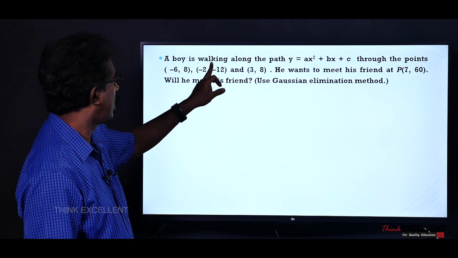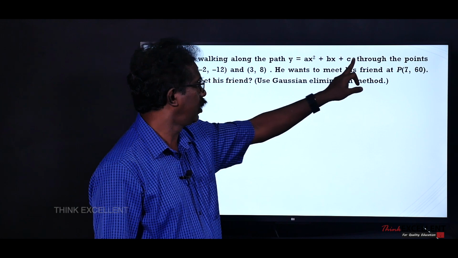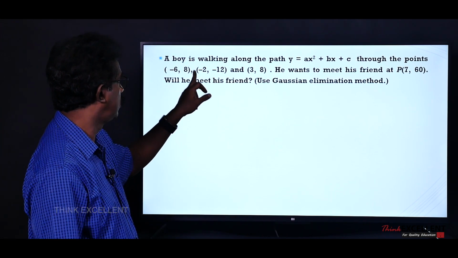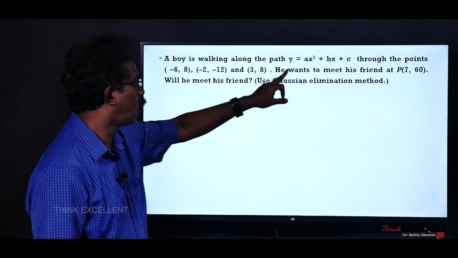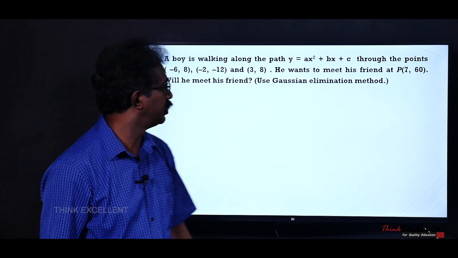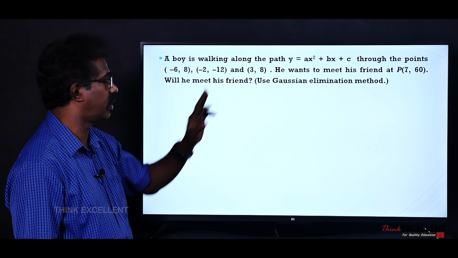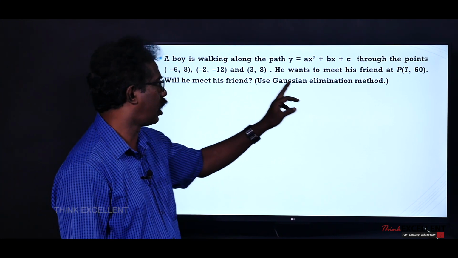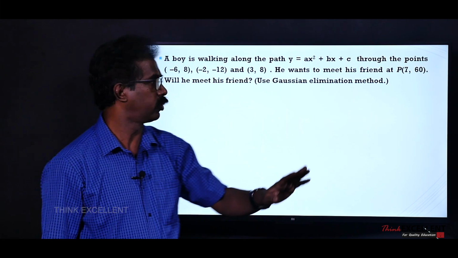A boy is walking along the path, this one, through the points 1, 2, 3. He wants to meet his friend. His friend is in which point? 760. Will he meet his friend? Use the Gaussian elimination method. Listen here.